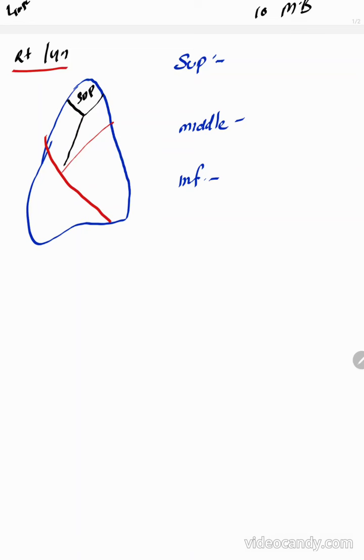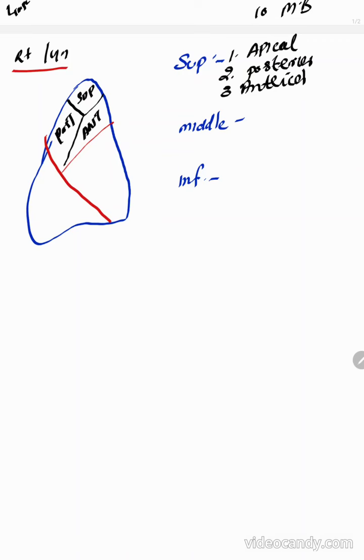Okay, now this is the anterior segment, this is the posterior segment. Now we have 3 in the superior lobe. First one is the apical. Number 1 is apical, number 2 is posterior, number 3 is anterior. Okay, now coming to the middle lobe.